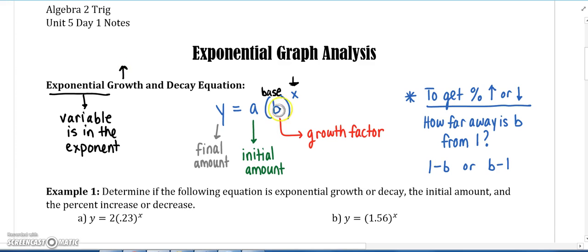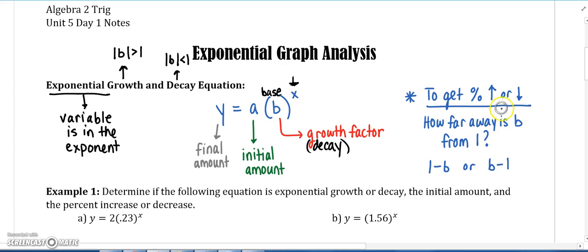Growth means that this number has to be greater than 1, because that means it's going to be getting bigger. So the absolute value of our growth factor, or I suppose that could be decay factor also, one or the other. If that number is greater than 1, then that's exponential growth. Whereas if that number is smaller than 1, that would be decay. So it won't be too hard to tell.